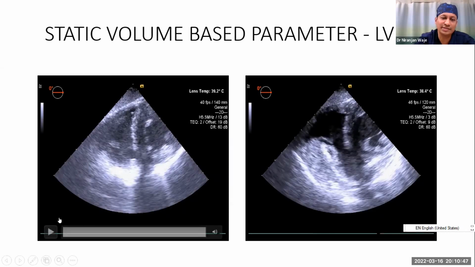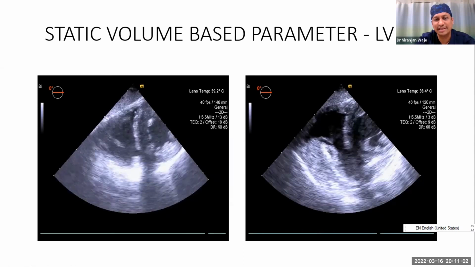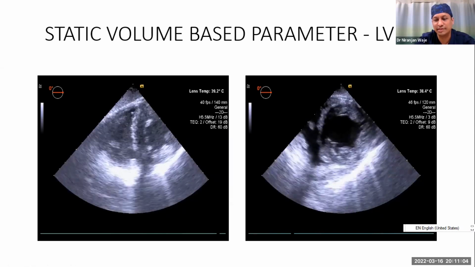It's not the best view to identify fluid responsiveness, but it is definitely a good view to recognize when the LV is empty. On the left-hand side, the LV is totally empty, all the walls are kissing each other, and you can definitely administer fluids.